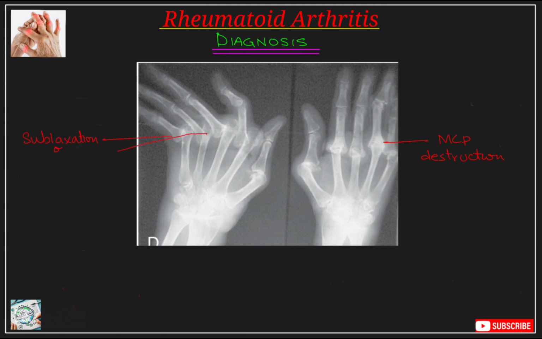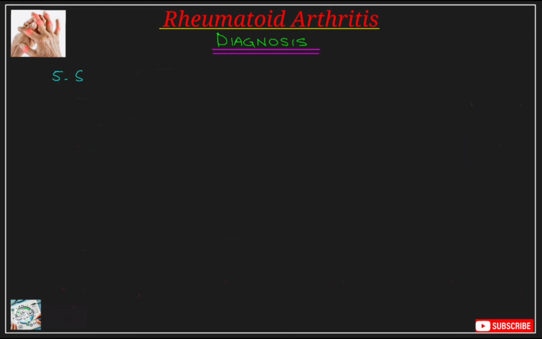subluxation of the metacarpophalangeal joints leading to ulnar deviation, and also marked wrist involvement. Alright, let's now turn our attention to the synovial fluid analysis in rheumatoid arthritis. It is a key diagnostic tool that helps differentiate rheumatoid arthritis from other causes of joint inflammation.